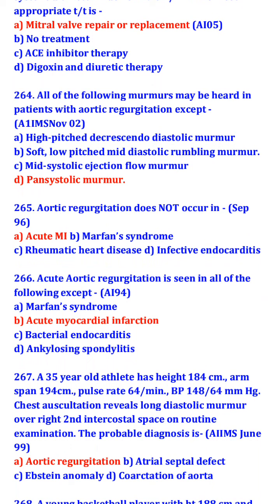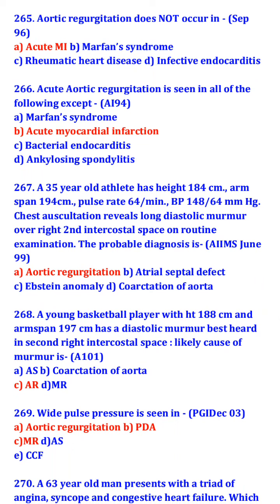Acute aortic regurgitation is seen in all of the following except acute myocardial infarction. It can be seen in Marfan syndrome, bacterial endocarditis, and ankylosing spondylitis. A 35-year-old athlete has height 184 cm, arm span 194 cm, pulse rate 64 per minute, BP 148 by 64 mm of mercury. Chest auscultation reveals a long diastolic murmur over the right second intercostal space on routine examination. The probable diagnosis is aortic regurgitation.